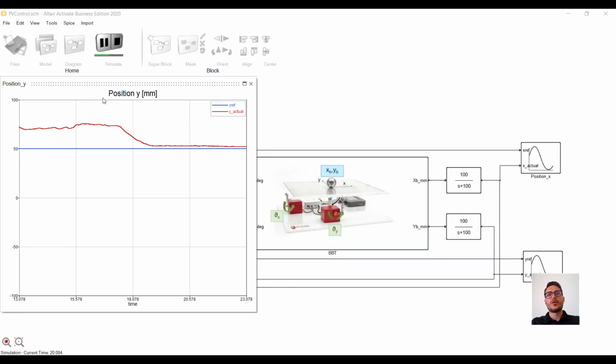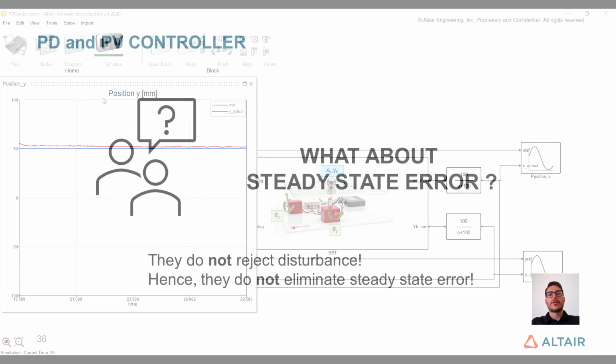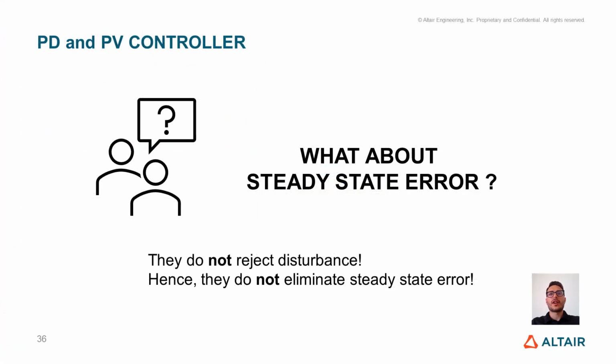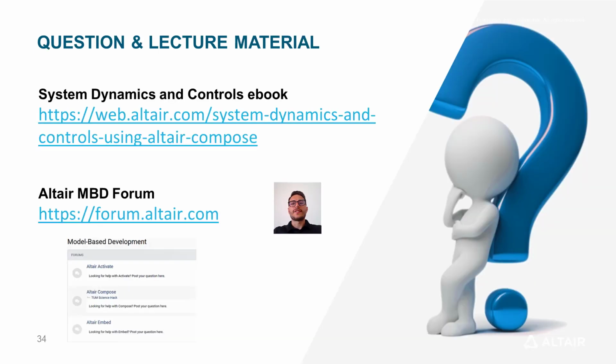And if you try to do the same with the proportional derivative controller, you will find the same behavior. Hence, both the PD and the PV controller can't reject disturbance and eliminate the steady-state error. For this reason, in the next video, we will introduce the integral action. That's it for this video.